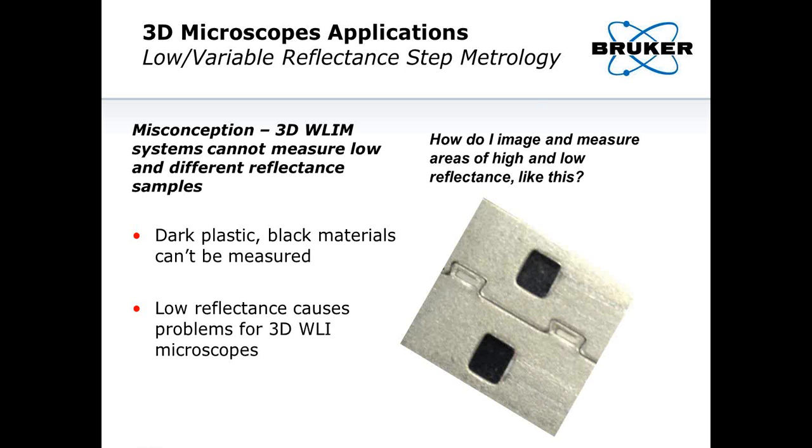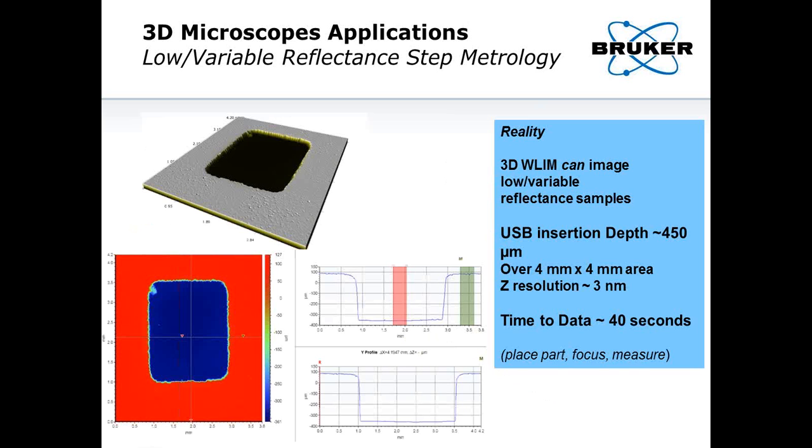So how could you measure something like this USB insertion that I have on the right? In reality, it's very easy to do. You can scan one of those insertion holes shown there. It's about a 450 micron depth, which has black plastic underneath and then the metal around it. You can set up a 4 by 4 millimeter area, do those scans and stitch them together in about 40 seconds. You have an image like the one I've shown here if you wanted to do step metrology, checking the accuracy of a step that you've made or machined, and you can have very high resolution data.